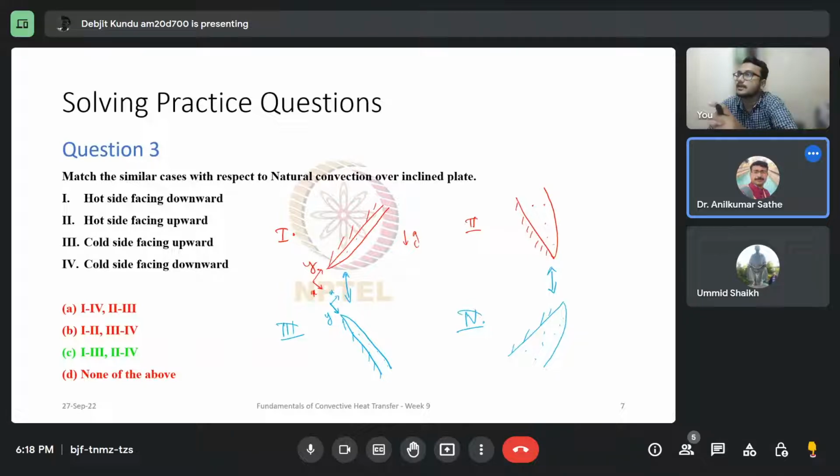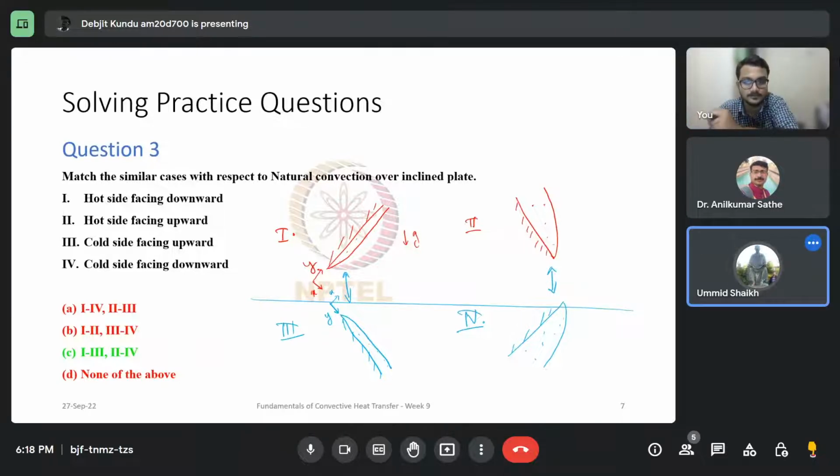So can we say anything about the average Nusselt number or average heat transfer coefficient between the two cases? Let's say, forget about the cold cases first. Between one and two, which one would be higher? First one would be higher, exactly. And why is that? Because the nominal thickness is less, so temperature gradients are more, so that would cause a higher rate of heat transfer.